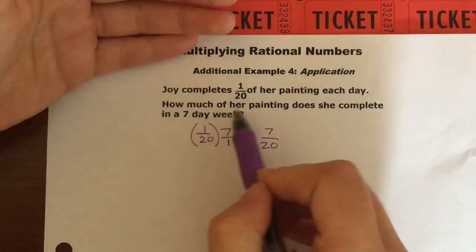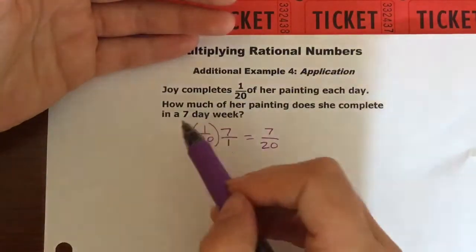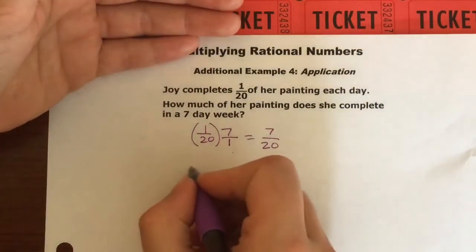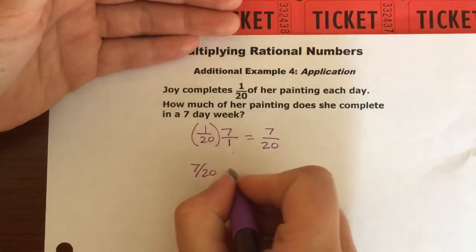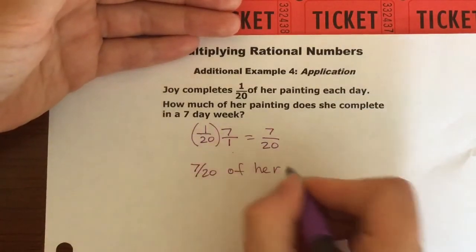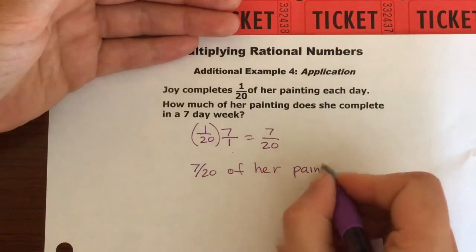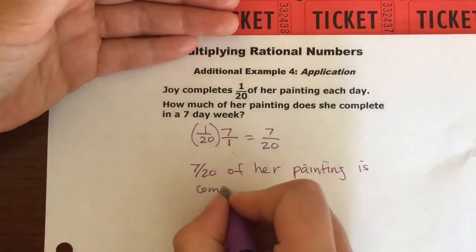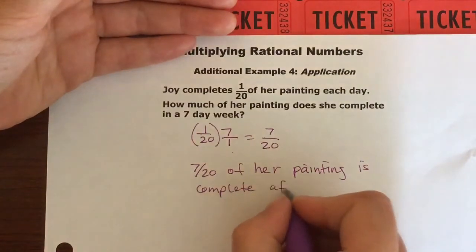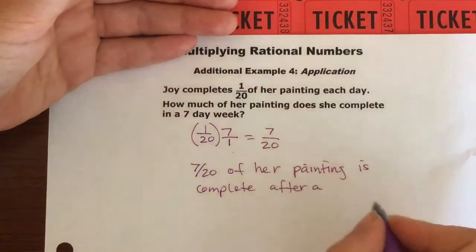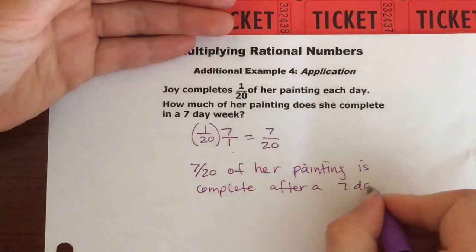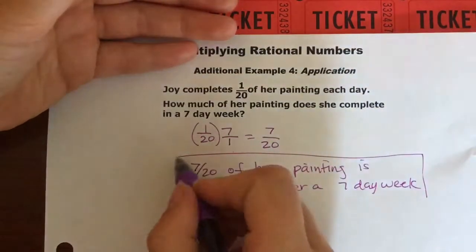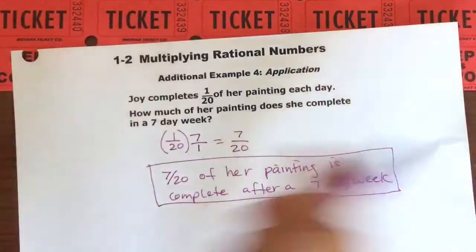So what does it say? How much of her painting does she complete in a 7-day week? So we can say 7/20 of her painting is complete after a 7-day week. And there we go. All right.